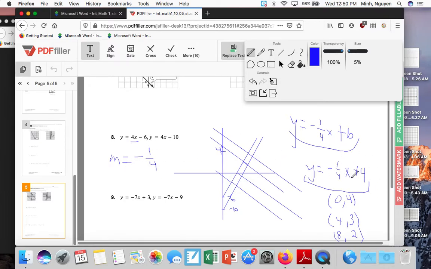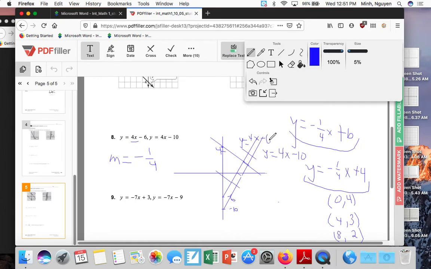But let's see. Since I want it to connect, I want to see where they intersect with each line. Let me erase anything that could be confusing. So I'm using this line, and I'm trying to find this point and this point. Well, this one is y equals 4x minus 10, and this one is y equals 4x minus 6.